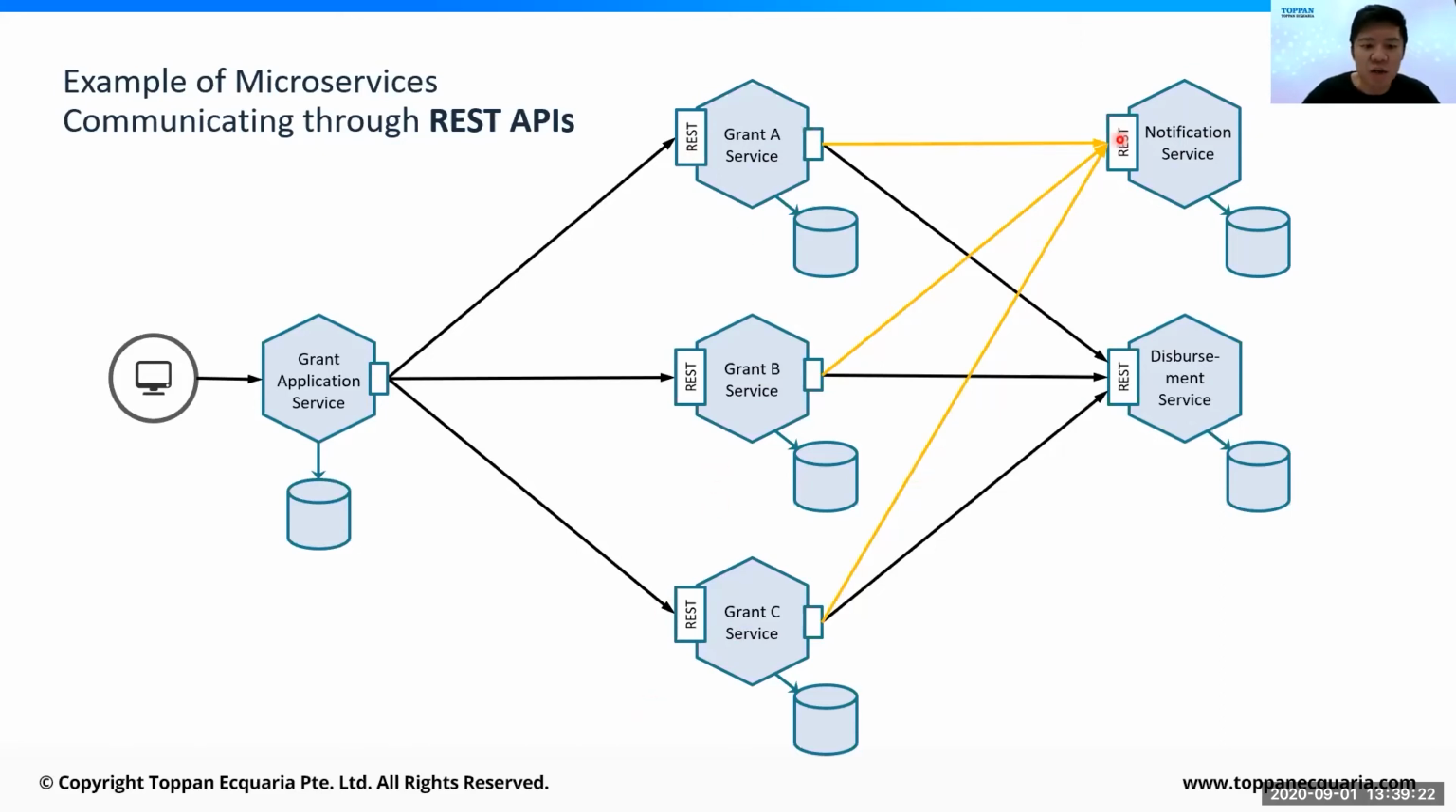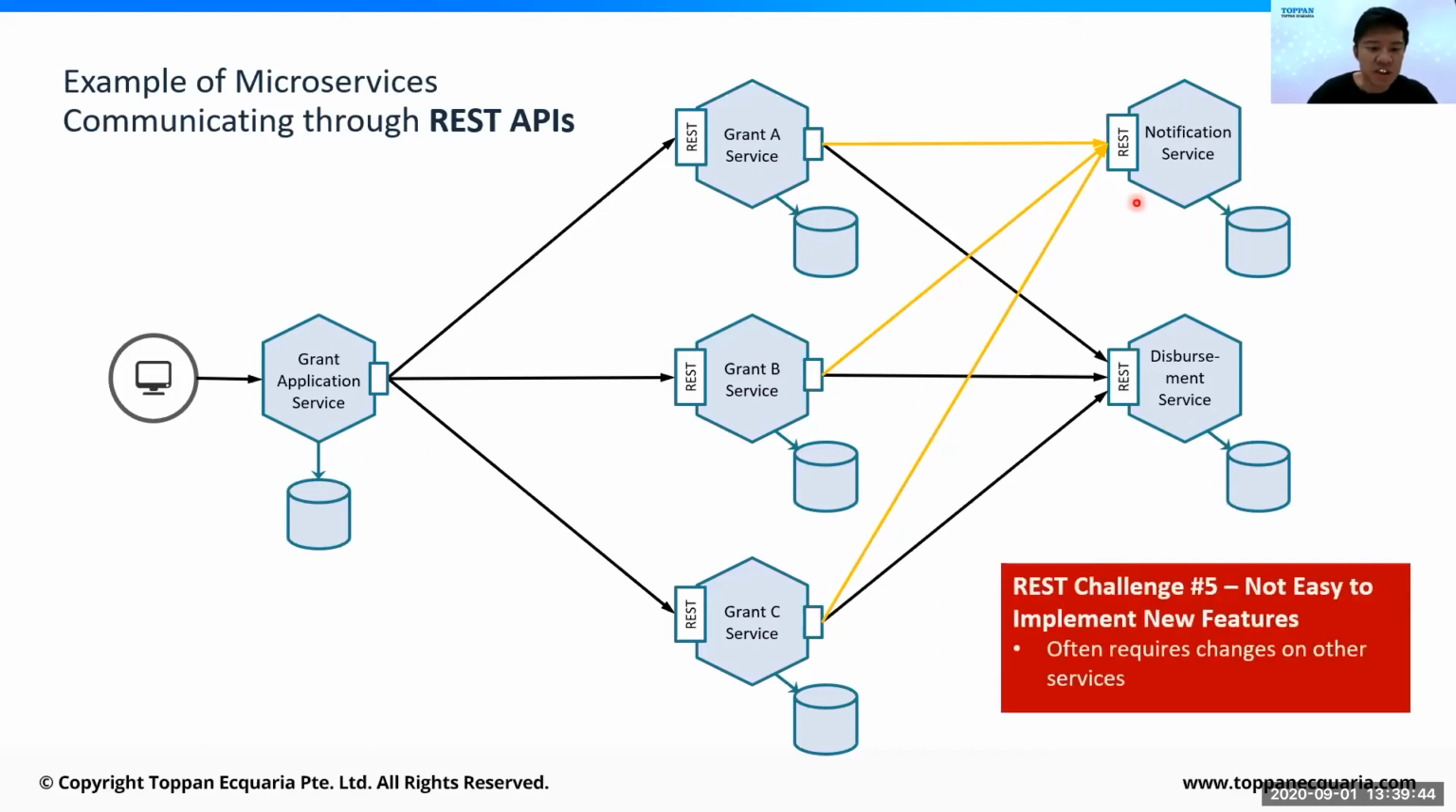So when we need to roll out these new features, there's a need to coordinate between the services to be able to do the rollout together. Because imagine if now I've rolled out the grant A services without rolling out the notification services, the grant A services will fail because now the downstream REST APIs are not available. So through this, we can see that it's not easy to introduce new functionalities or new features, as it often requires changes to the existing services.